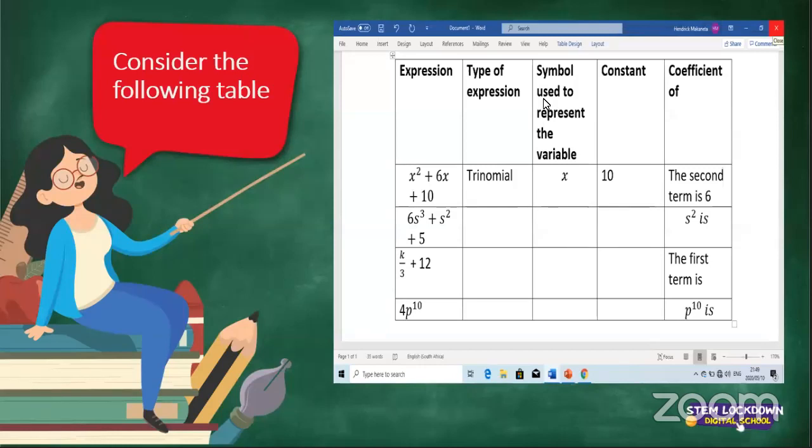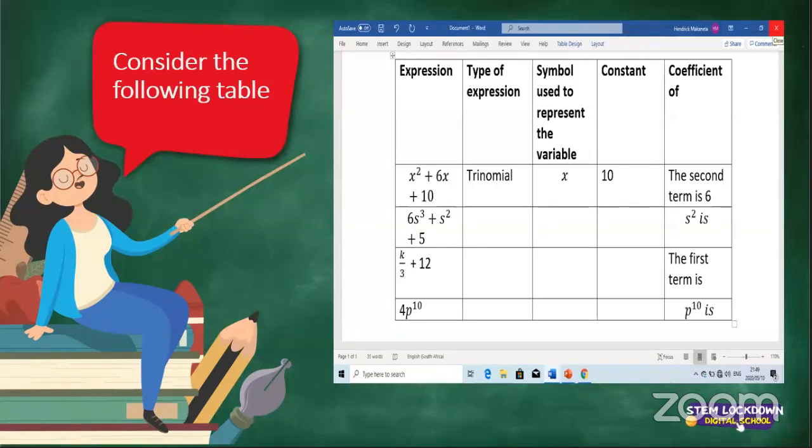Without any waste of time, when we look at the first expression, you can see that we have the expression x squared plus 6x plus 10. In the second column, we ask what type of expression this is. We say that it is a trinomial. Why is it a trinomial? Because it has only 3 terms. You can see x squared, 6x, and 10. So there are 3 terms. That is why we say the type of expression is a trinomial.